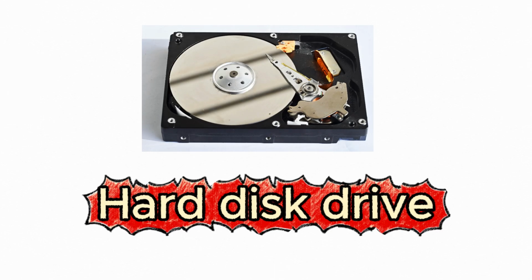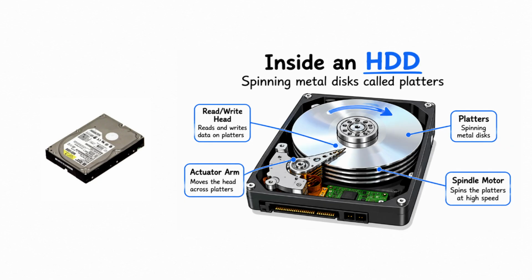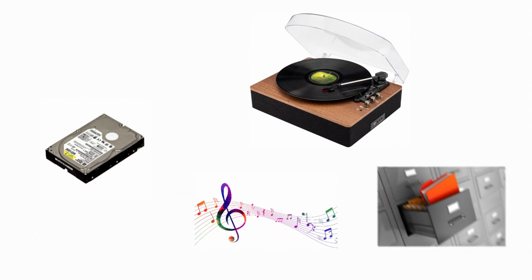Now we reach one of the most important storage technologies ever created, the hard disk drive. For decades, HDDs were the king of computer storage. Inside an HDD are spinning metal disks called platters. These platters rotate thousands of times every minute, while a tiny reading head moves above them. It looks a bit like a record player, except instead of music, it's storing your files.